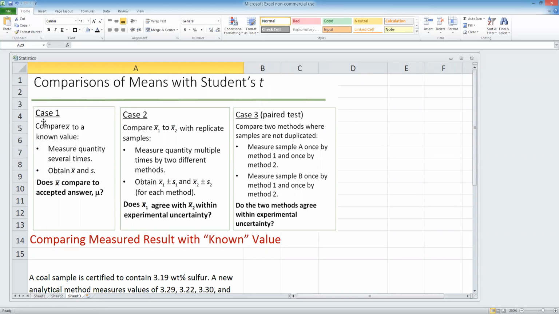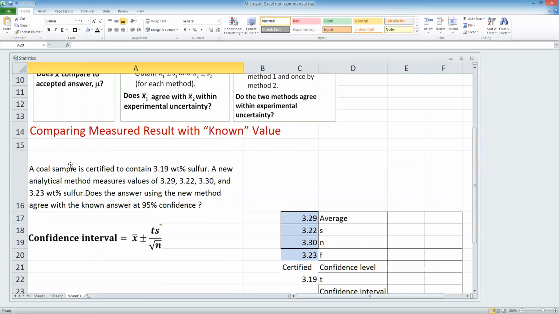There are 3 cases. Case 1 is to compare an average with the accepted value. Case 2 is to compare an average with another average. Case 3 is to compare 2 methods with different samples. Case 2 and case 3 we already discussed in the lecture slides. Here, let's give one example, using Excel to solve case 1: comparing the measured result with the known value.